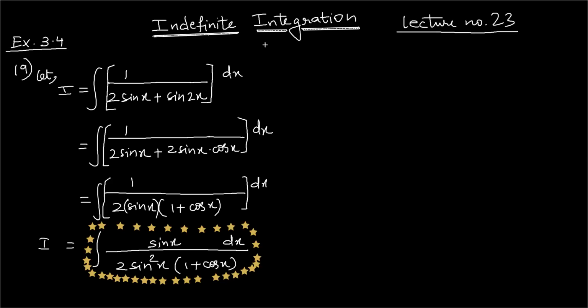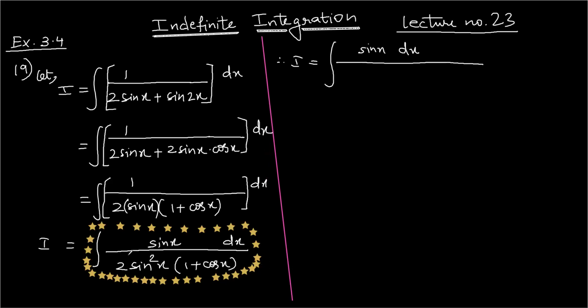Then the next step, therefore I equals the integral of sin x dx over 2 sin square x. For sin square x, what do I write? I write 1 minus cos square x. And this is 1 plus cos x.